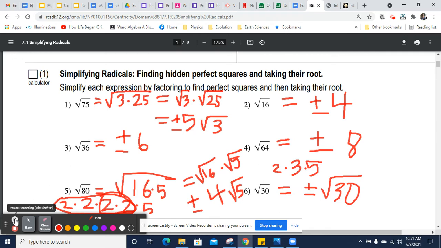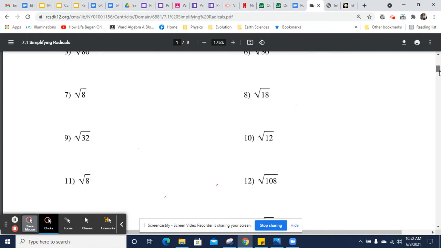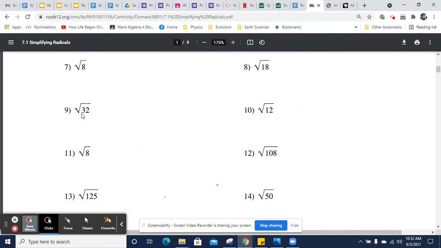Now I'm going to erase some stuff. Okay, I erased some stuff, and now let's go ahead and try a couple more. I'll scroll down a little bit here. So here's some nice ones. All of these contain perfect squares, but are not perfect squares themselves. So see what you can do with the square root of 8. Pause the video and then see what I did.